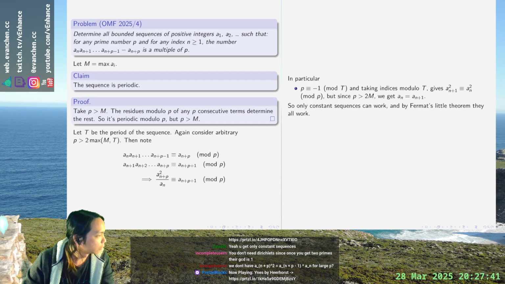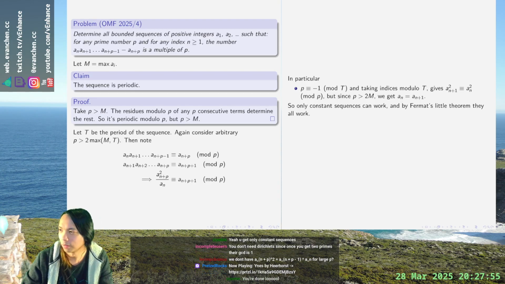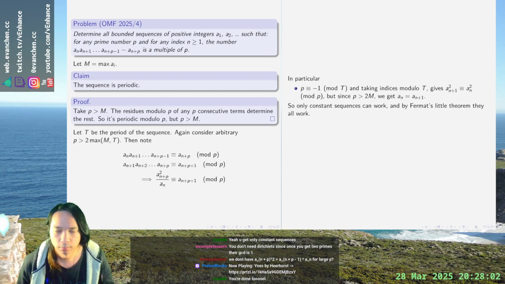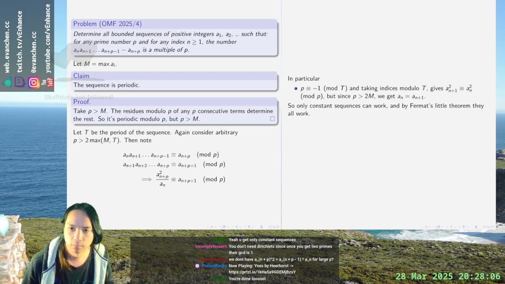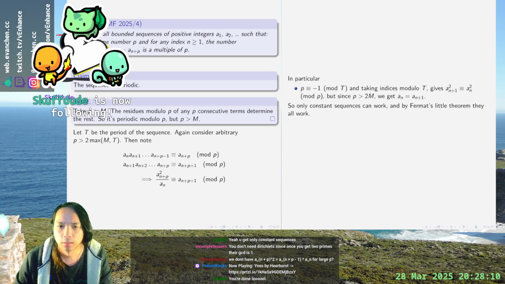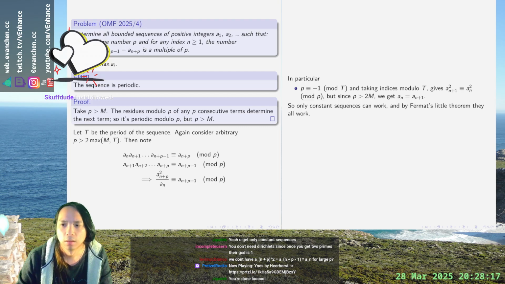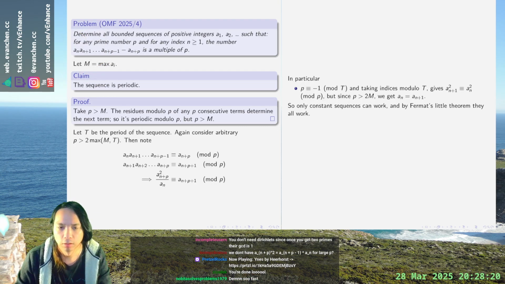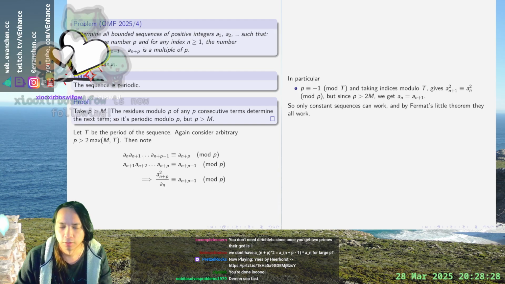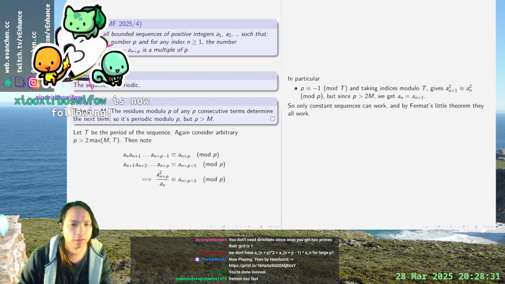We don't have a_n plus p squared n plus for large p? Do we not? I think this is fine, right? I think this is okay. It's eventually periodic modulo t, so one can work backwards too. It's actually periodic. Okay, cool, we did it.